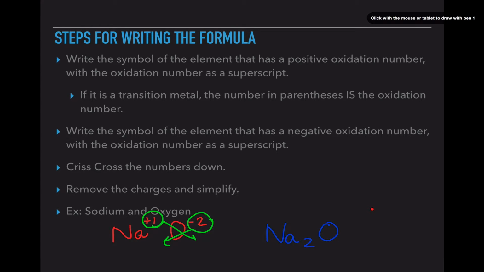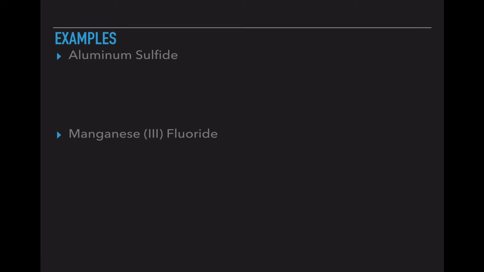Na2O is our chemical formula for sodium and oxygen. Here are a couple other examples. Aluminum and sulfur. Aluminum is Al with a +3 oxidation number. Sulfur is S with a -2 oxidation number. Circle, criss-cross, and then rewrite with the numbers as subscripts with no charge.